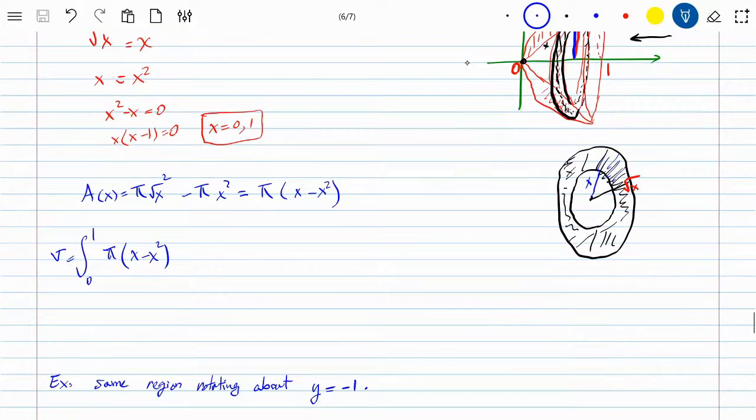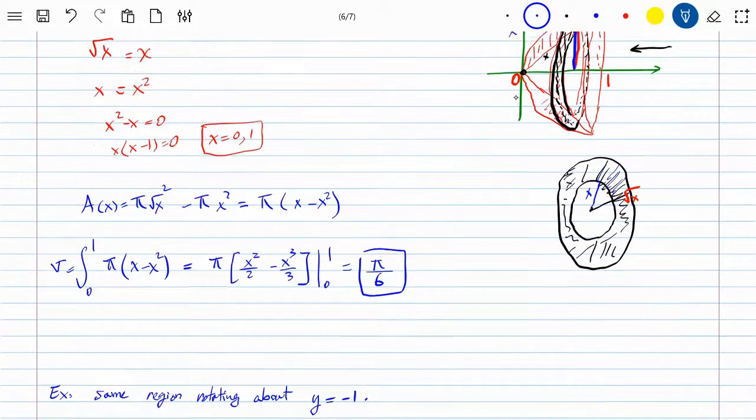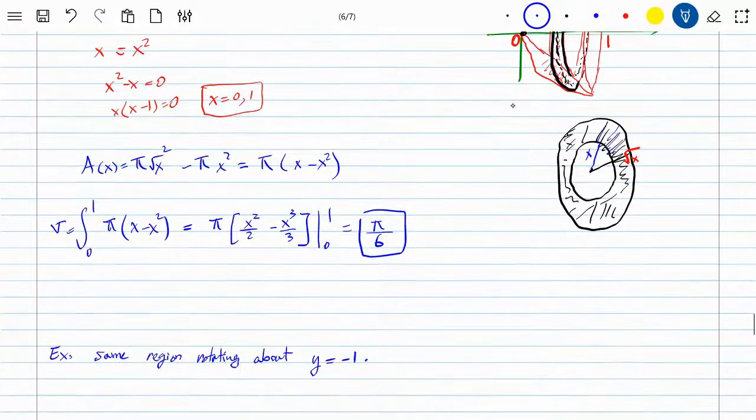Okay, so what we get is, find the integral pi, the antiderivative of x is x squared over 2. The antiderivative of x squared is x cubed over 3. And we integrate from 0 to 1. If you replace 1, we get pi times 1/2 minus 1/3, which is pi over 6. If you replace 0, you'll get 0. So this would be the volume created by this rotation. Okay, so this was a rotation about the x-axis.